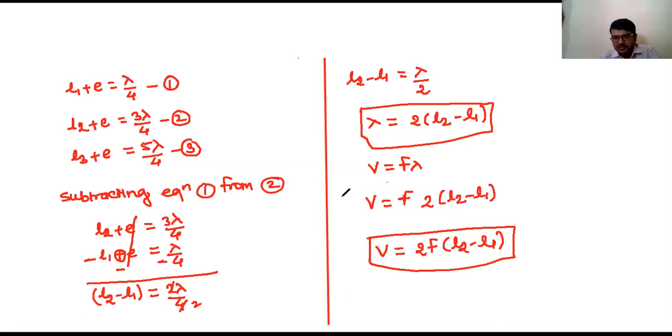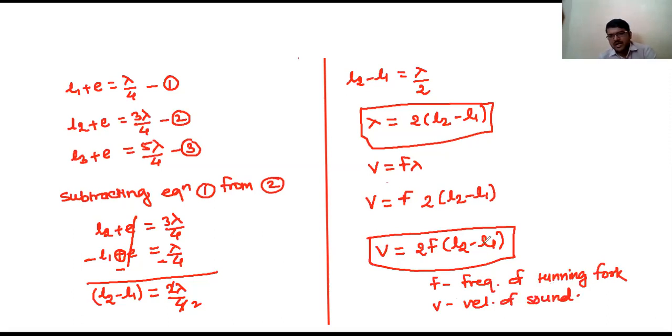Where F is what? Frequency of the tuning fork. And V is what? Velocity of sound. L1 and L2 you already know. What are L1 and L2? First resonating length and second resonating length. Next one.